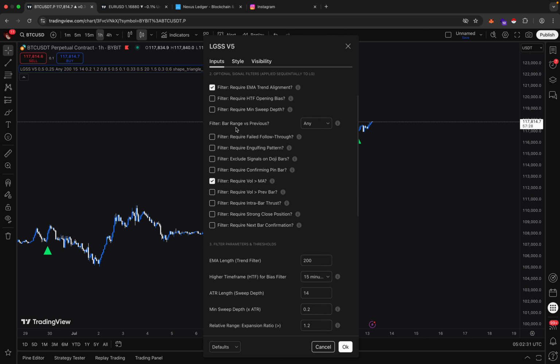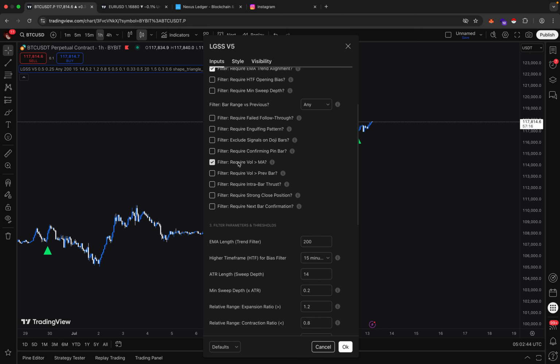You can have, for example, the filter require minimum sweep depth. If checked, the liquidity grab wick must extend beyond the previous high or low by a minimum amount relative to the ATR. And there are other filters, like require volume higher than the MA, so the signal should only come when the volume is also higher than the average. So you have multiple filters.